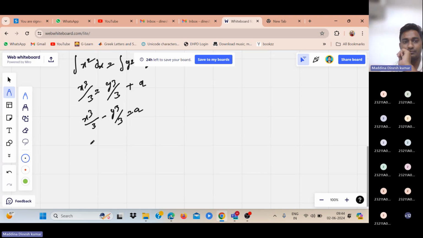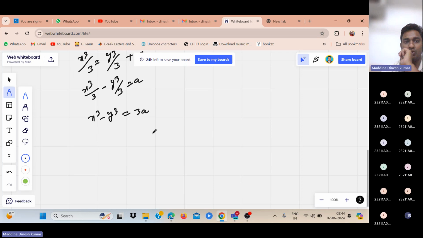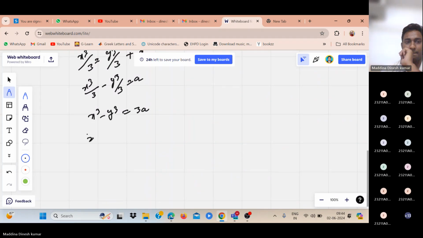Then you will get x to the power of 3 minus y to the power of 3 equal to 3a. I am going to assume this 3a as a dash. A dash means, if you get confused, we will assume it as some a1, just to show the variation; 3a here is a constant. I am assuming it as some a1. Consider it as equation number 1.